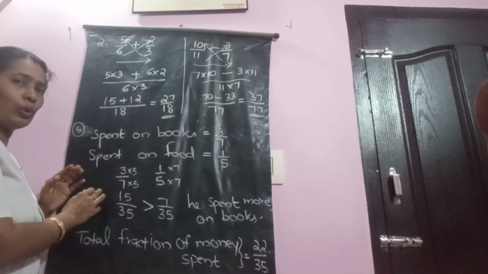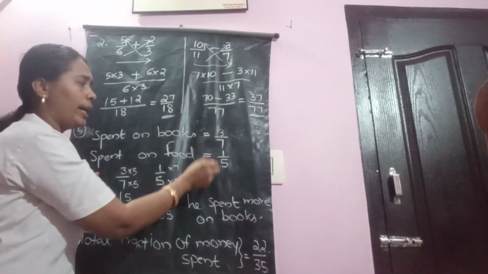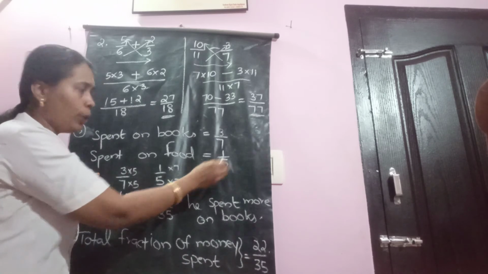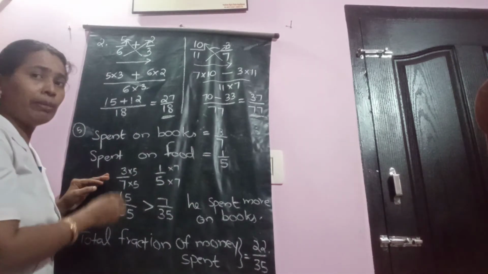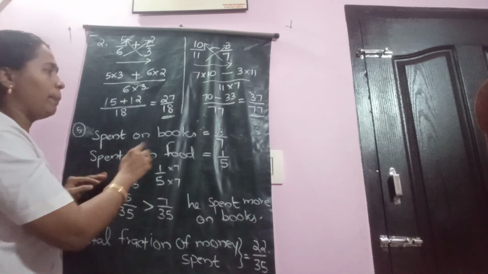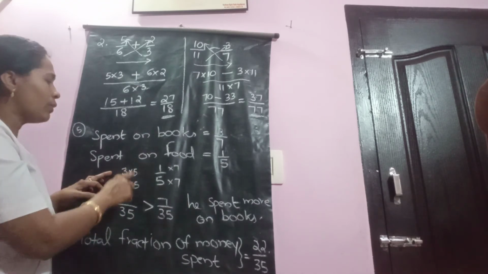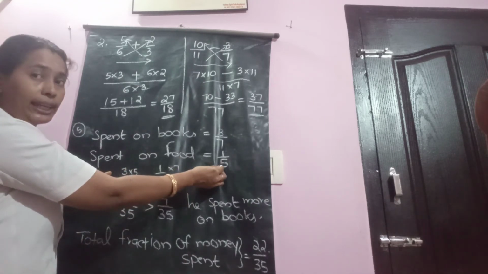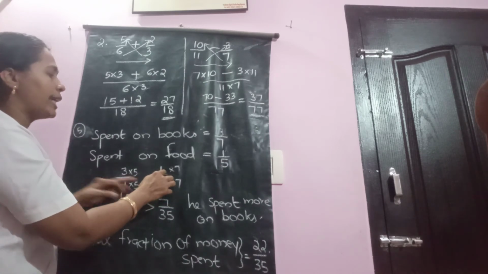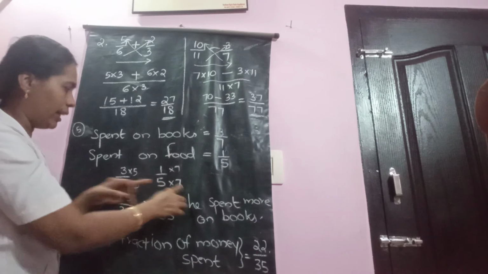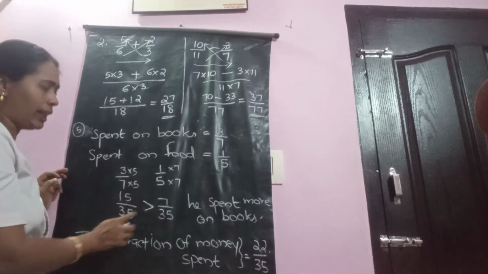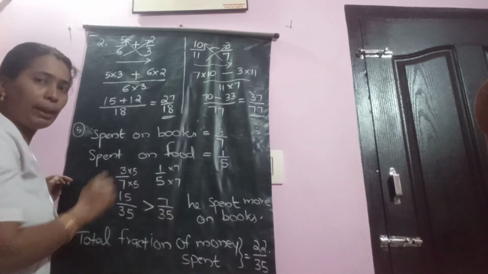So what do we want to do? We can't compare it directly. Can you compare? No, the denominators are different. So what do we have to do? We want to keep equal denominators. For keeping equal denominators, the first one you have to multiply by the second denominator, and the second fraction is to be multiplied by the first denominator. So it becomes 15 by 35 and this becomes 7 by 35.